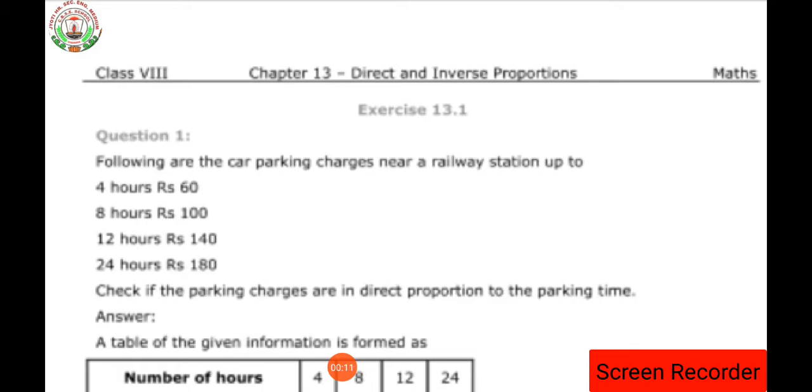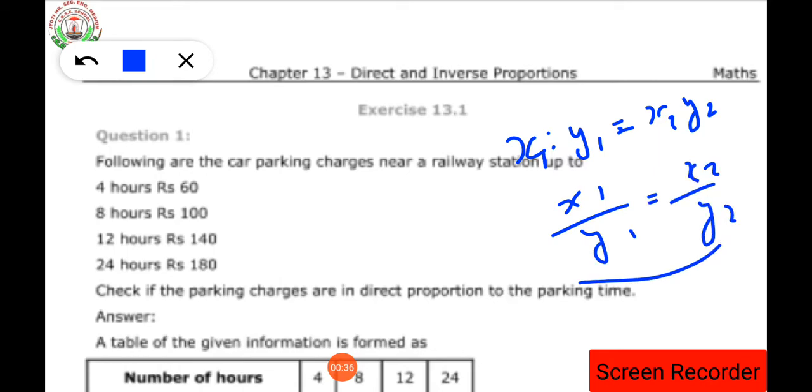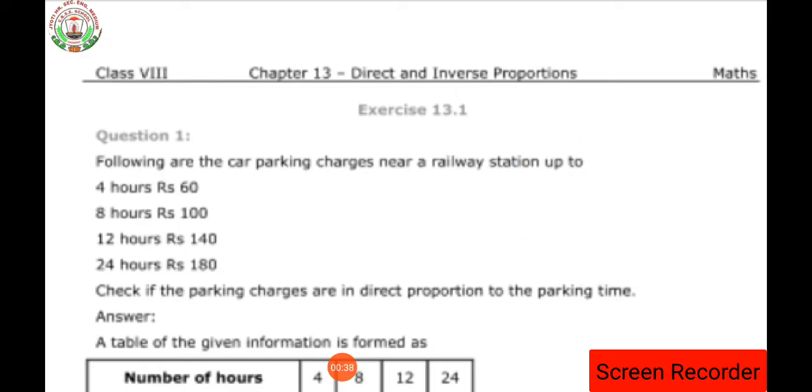As we know, direct and inverse proportions are the proportions we are going to use in this chapter. So what do you mean by direct proportion? In direct proportion, x1 is to y1 is equal to x2 is to y2. So x1 upon y1 is equal to x2 upon y2. This theory we are going to use in direct proportion. When I teach you inverse proportion, at that time I will tell you the inverse proportion formula.